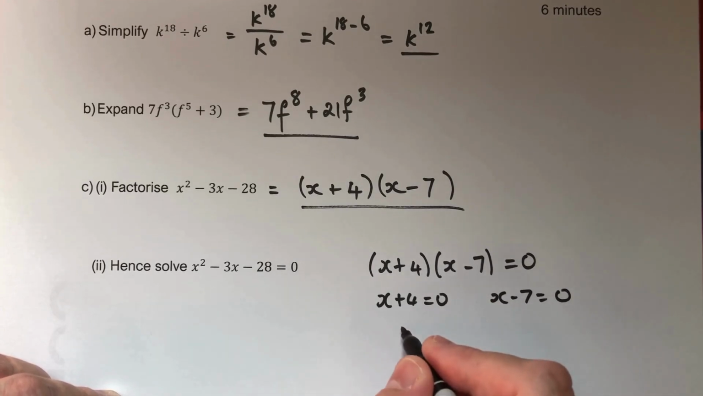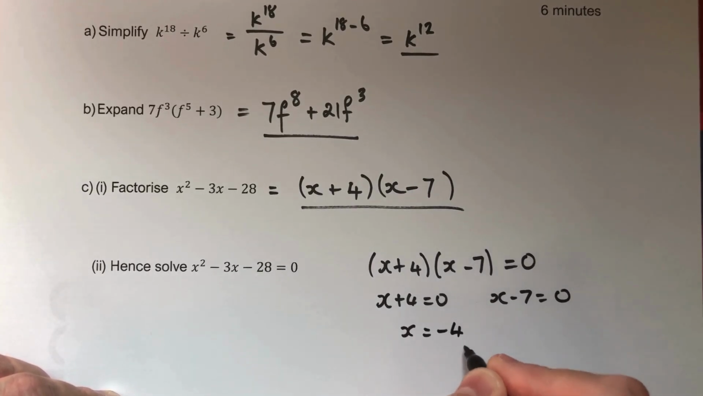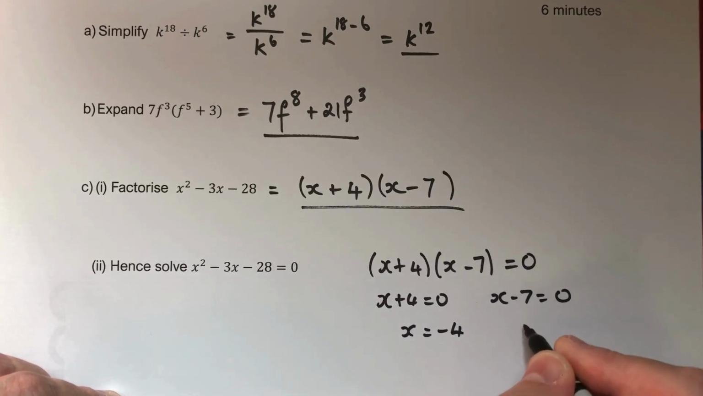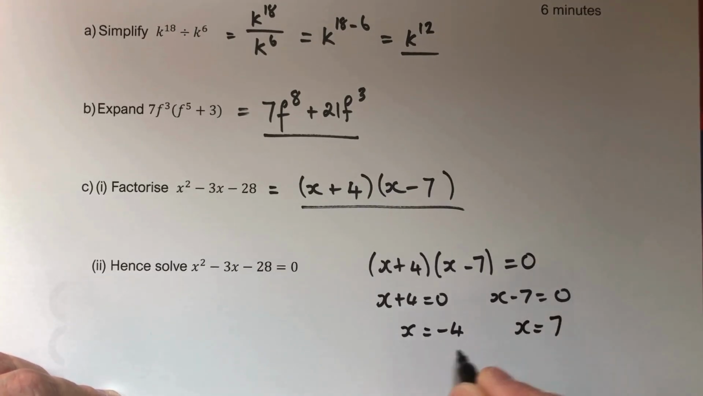If x plus 4 is 0, x must be negative 4, and if x minus 7 is 0, x must be plus 7. And they're the 2 solutions.